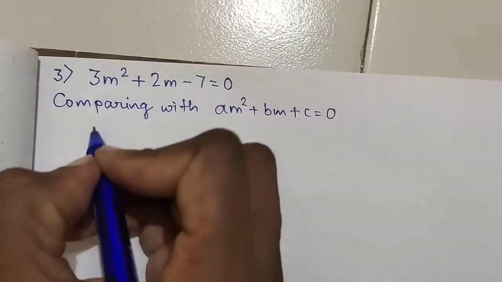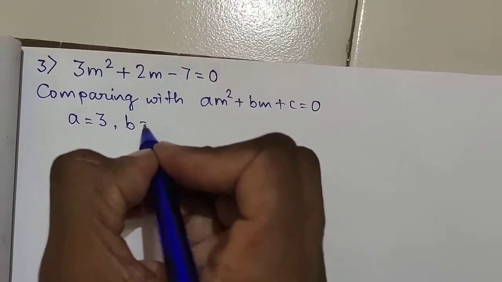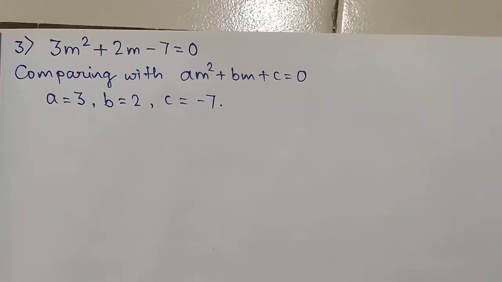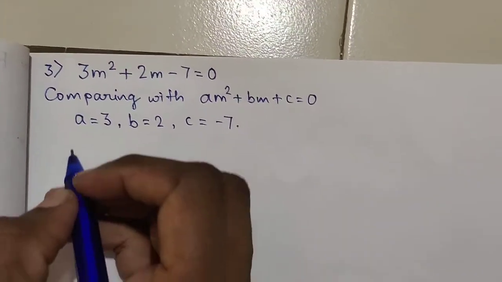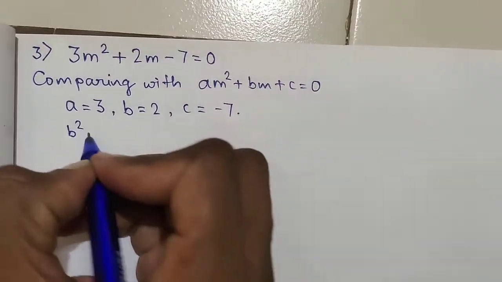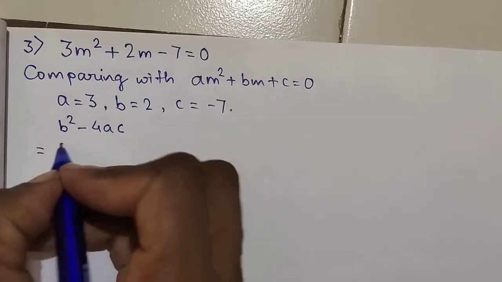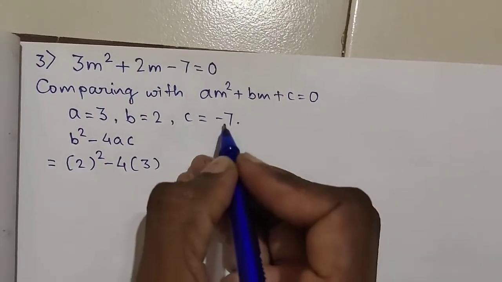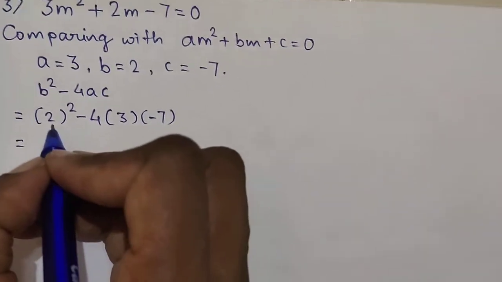Okay, now what is a? 3. You can see here. What is b? 2. What is c? Minus 7. a is 3, b is 2 and c is minus 7. Now in the same way, first we are going to find b square minus 4ac. Now what is b? 2. What is a? 3. And what is c? Minus 7. Okay, now let us simplify this.